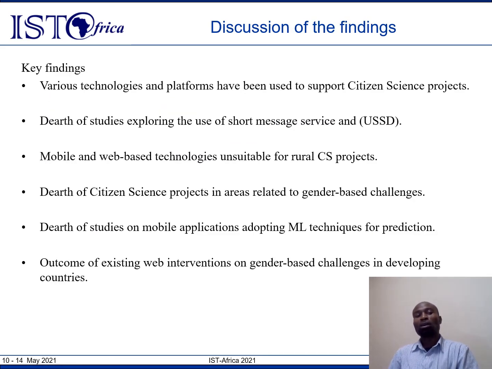The key findings of this study are as follows. Various technologies and platforms have been used to support citizen science projects, just as shown by the outcomes. There's been in-depth study of the use of SMS and USSD in exploring solutions for citizen science projects. Mobile and web-based technologies are unsuitable for rural citizen science research projects. There is a dearth of citizen science projects in areas related to gender-based challenges, very limited in number.